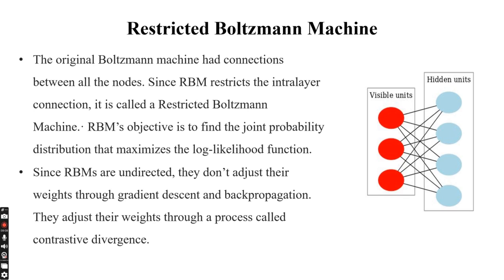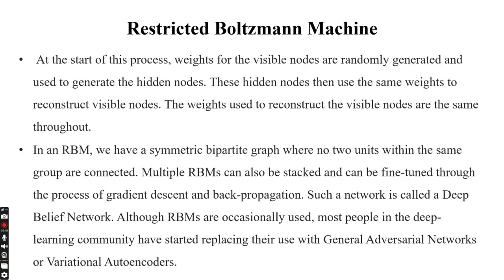And the simple RBM doesn't adjust its weights with gradient descent and backpropagation. But in multiple RBMs, the fine-tuning is done with the help of gradient descent and backpropagation. Then it is called a deep belief network. Although RBM is occasionally used nowadays, most people in the deep learning community have started using GANs and variational autoencoders. These are the main points we learned for the restricted Boltzmann machine.